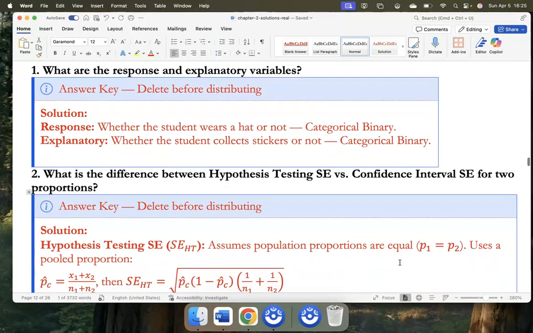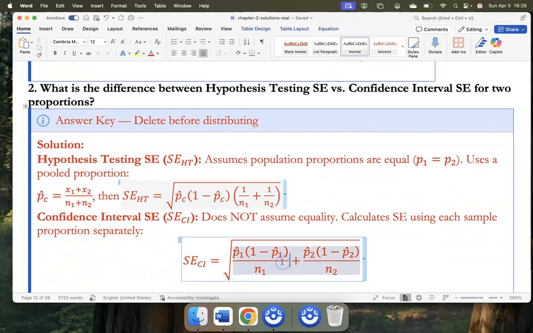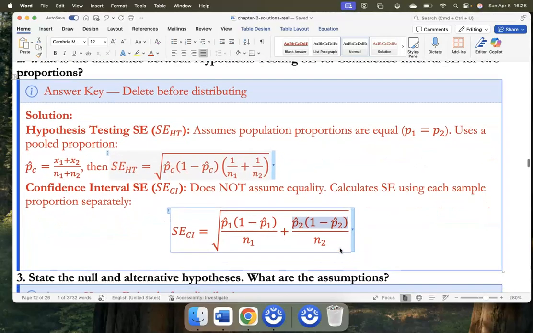So for hypothesis testing, we're going to pool the information together, and this is how we pool it: the frequency of those that wear hats, given they don't collect stickers, and the frequency of those that wear hats, given that they do collect stickers, and then the sample size for both. That's going to be P-C, and that's the calculation. Whereas the confidence interval is going to be just the weighted product of the proportions. Okay, a slight difference. So it's important for you to note this slight difference.